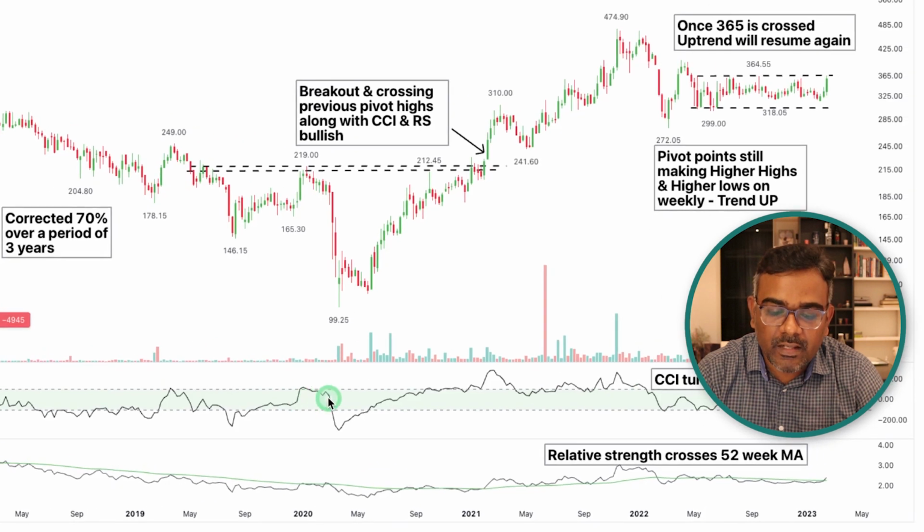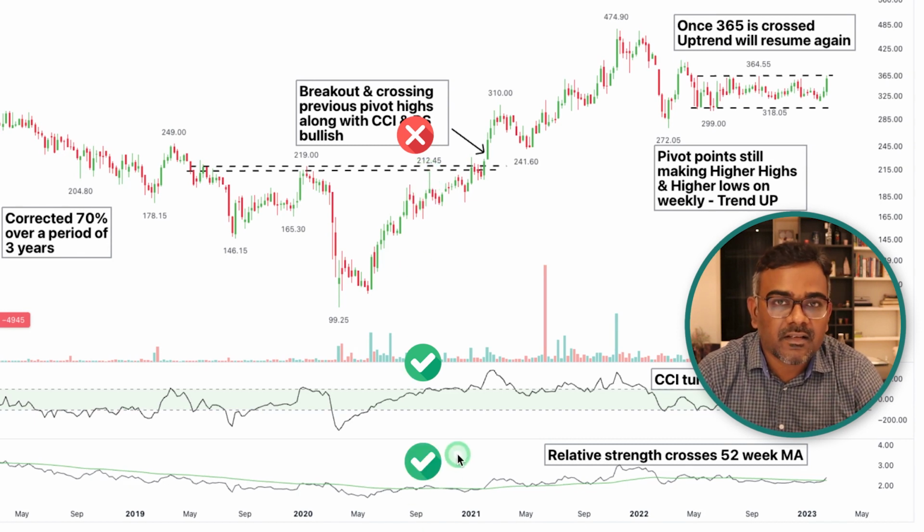So again, the stock went down, CCI also went down, and again CCI kind of crossed 100 at this point. Now here, if you see at this point, price did not cross the previous pivot, which was 290. It came almost close, but it did not cross the previous pivot. So again, this condition did not meet, even though two conditions met here.